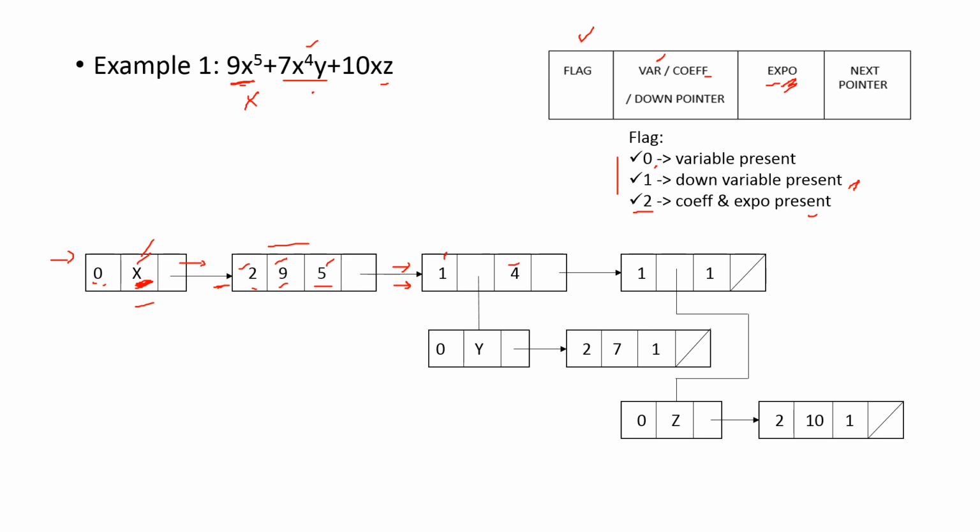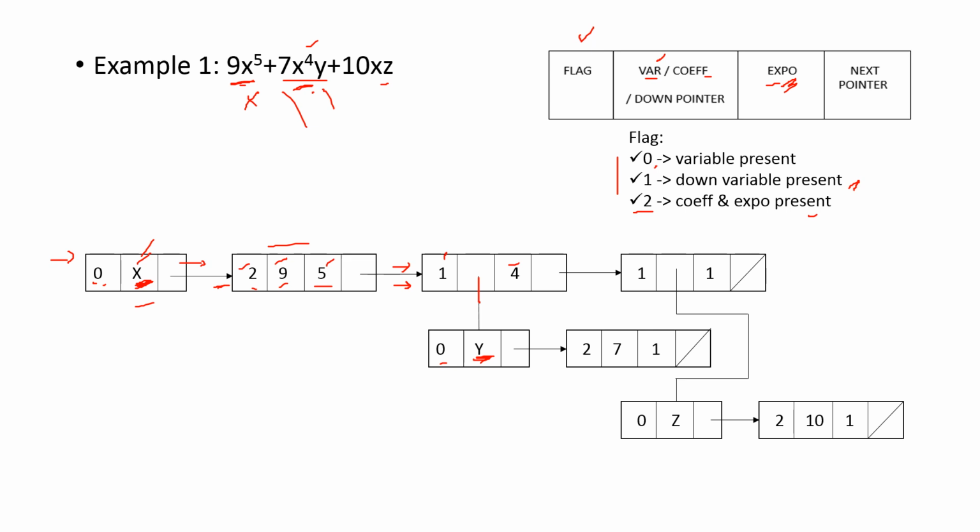Now what is left? 7, y is left. So for that, down pointer, and we are considering the variable y. When we are representing a variable, the flag is 0. So 0 y. Now we are writing about this y variable. Only x^4 we have represented. Now the rest we have is 7y. Now no other variable is there.